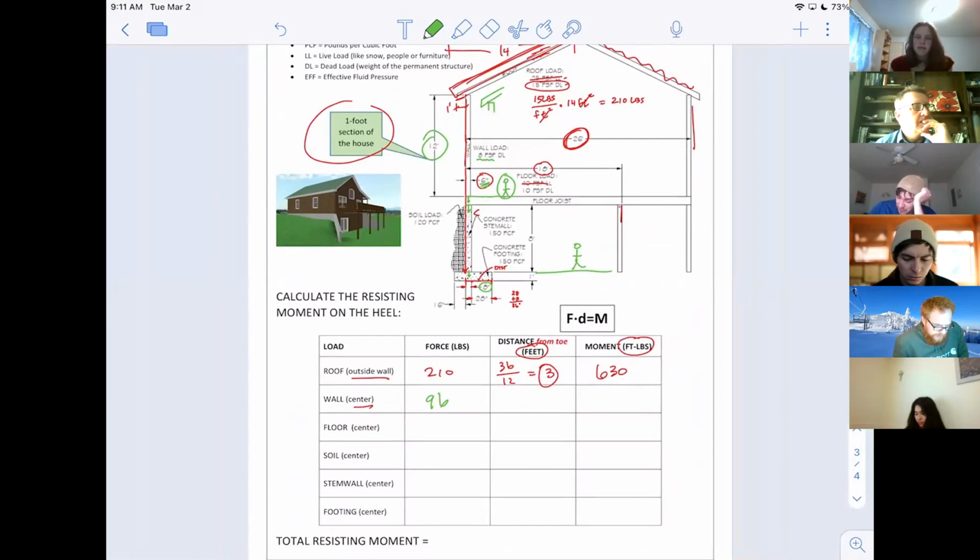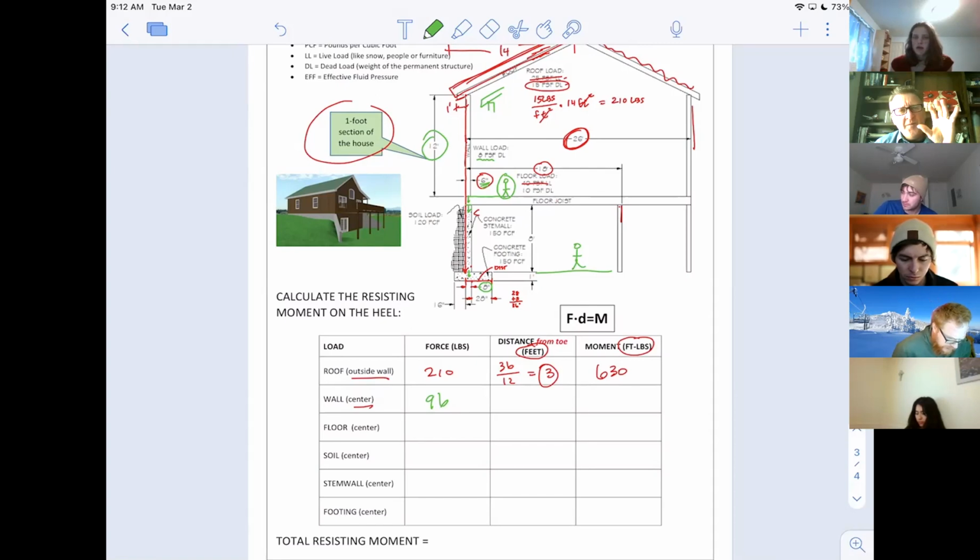I have a question about the distance from toe for the wall. So the wall is 6 inches, which is sitting on top of the concrete stem wall. Yep. And so the distance there, instead of being the full 8 there, is that going to be perfectly half?